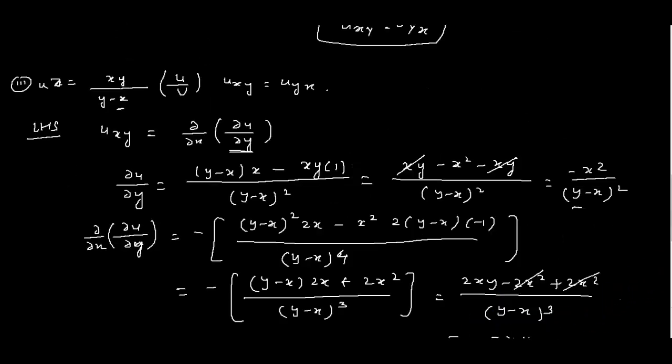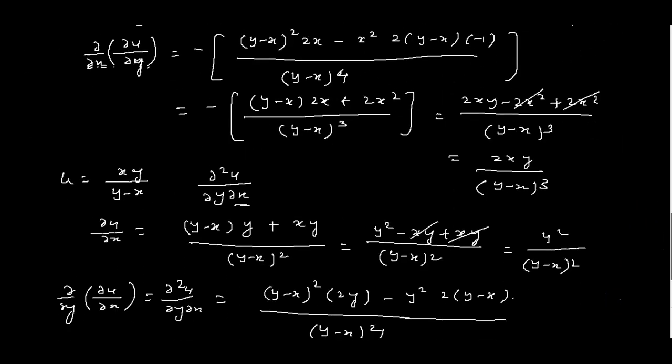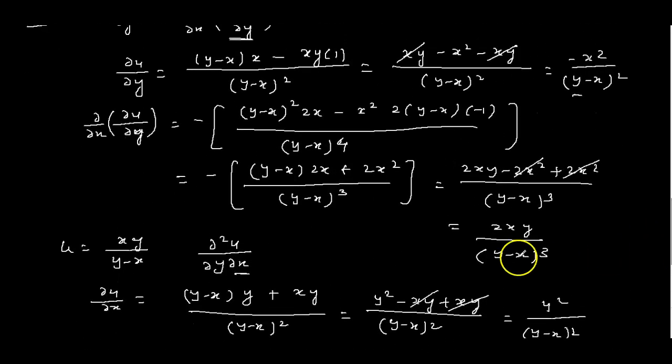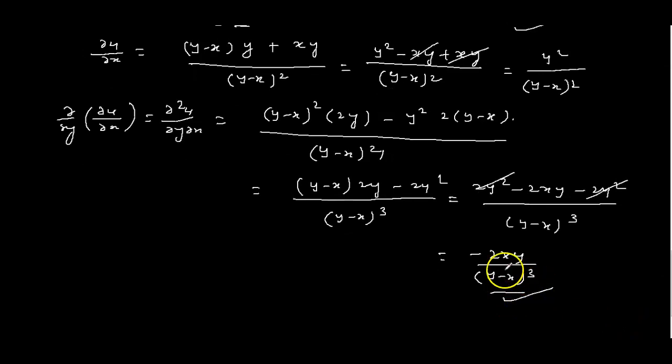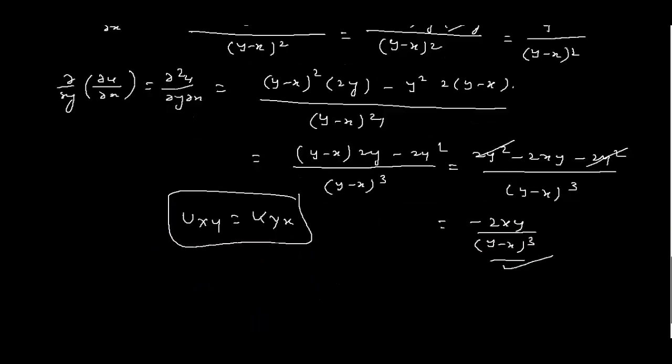So check with the RHS. This one is getting positive here? No, this is also minus here, because there is a minus outside over there. So this one is 2xy divided by y minus x whole cube, and the other is also 2xy divided by y minus x whole cube. Both are the same. So we can say that u of xy is equal to u of yx.